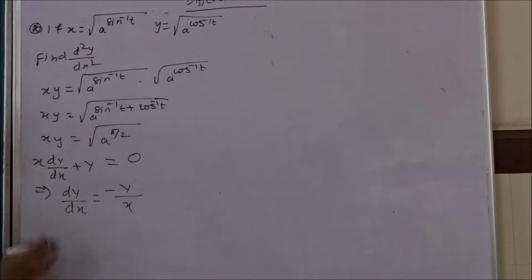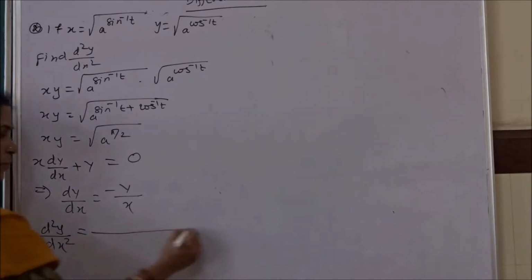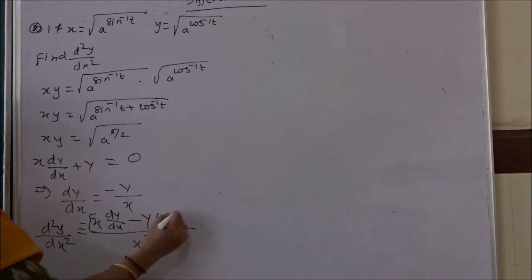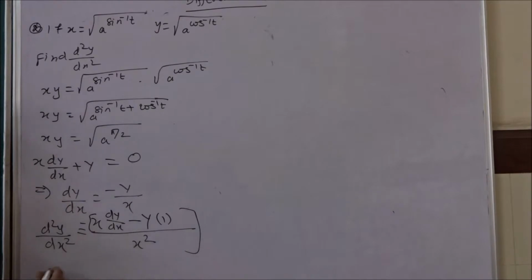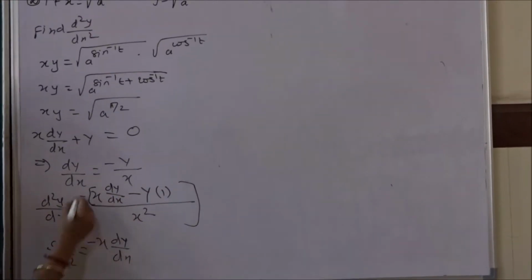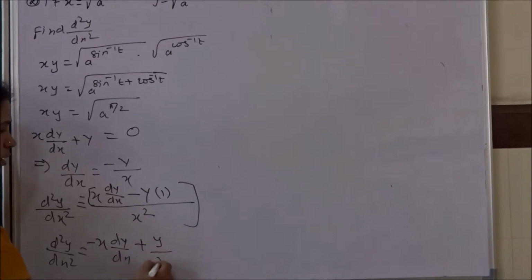Now they are asking for the second derivative, d square y by dx square. We are differentiating dy by dx with respect to x once again. That is equal to, of course, quotient rule. Now x square, keep x as a constant, minus keep it outside. Now the differentiation of y is dy by dx, minus y keep constant, the differentiation of x is 1. Now finally, d square y by dx square is equal to 1 upon x square, x will be cancelled, x into dy by dx minus y, that is minus, minus a plus y upon x square.